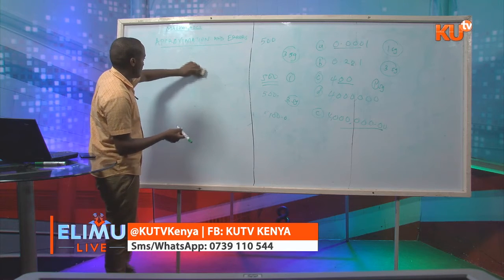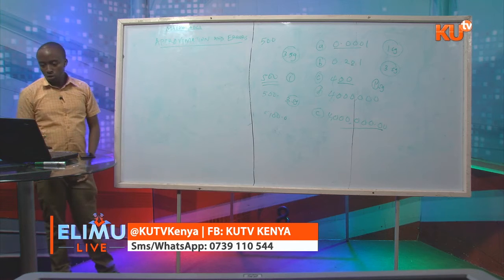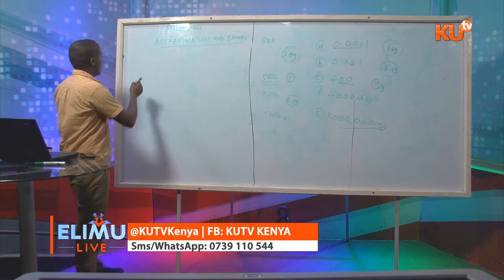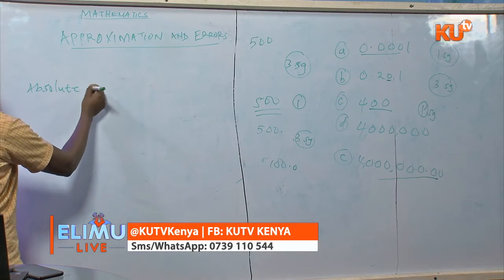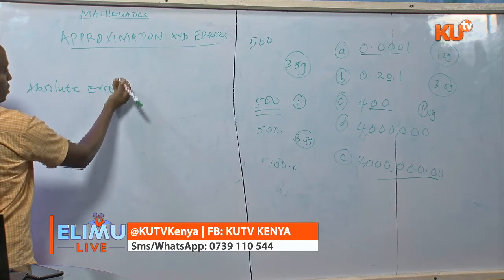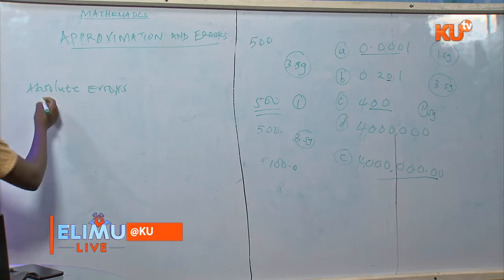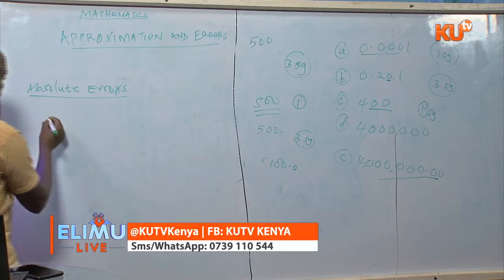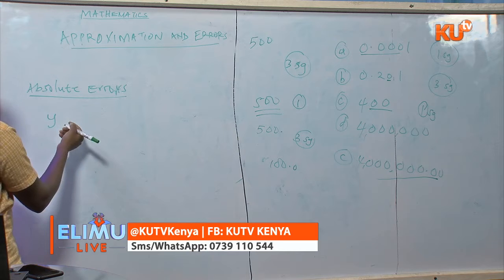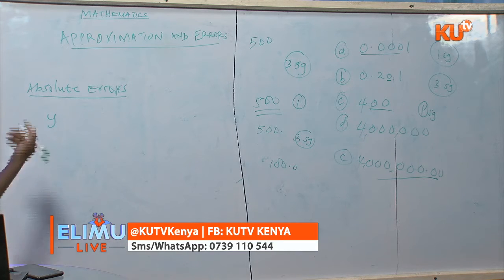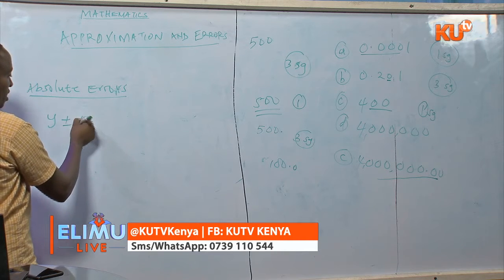So we go to the second concept about this topic that you need to understand. That is about the types of error that you have. The first one, you have absolute errors. Absolute error is denoted by Y, or any other letter can be used, we just want to denote it. So plus or minus change of Y.